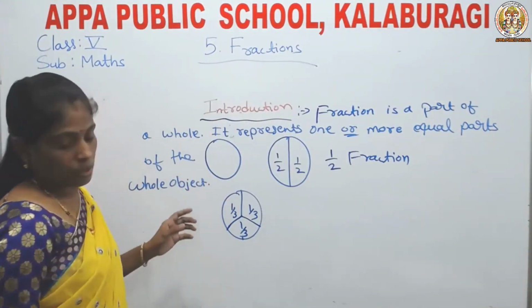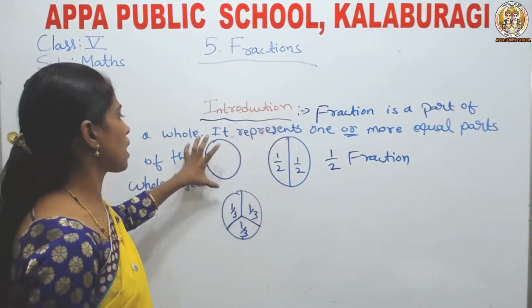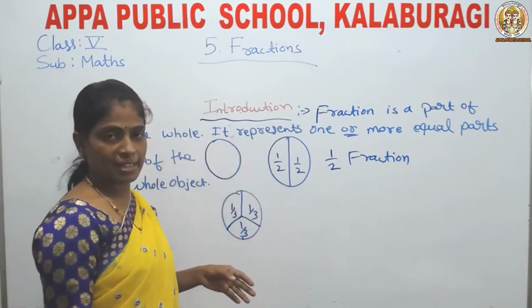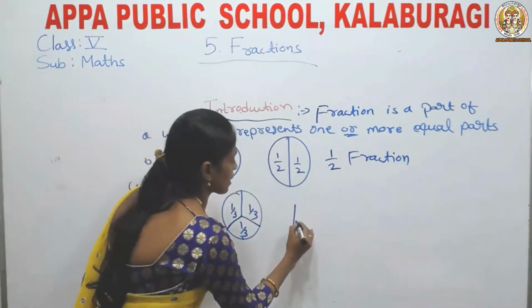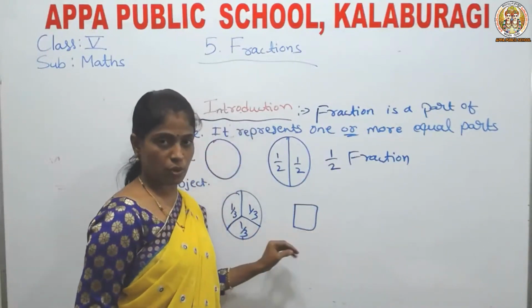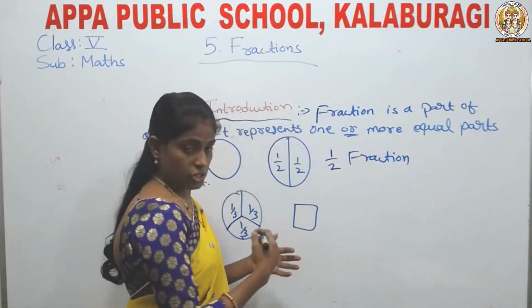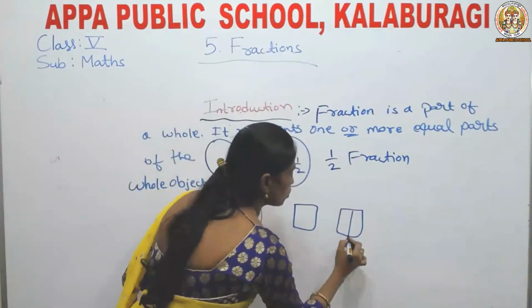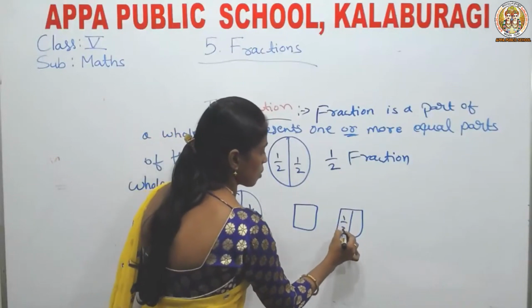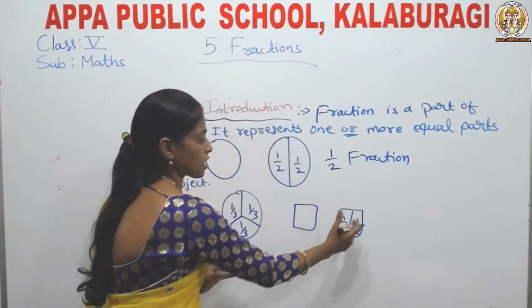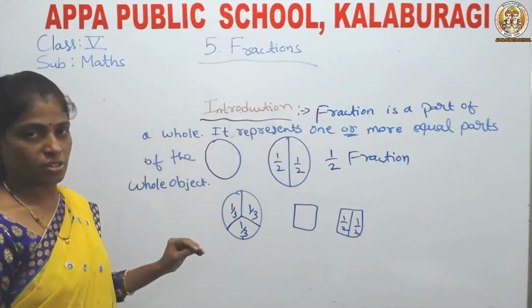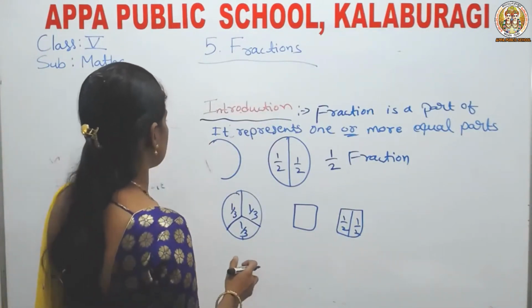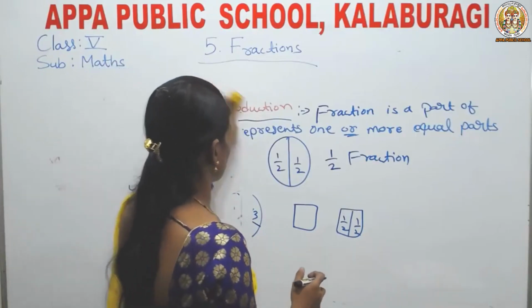See here, a fraction is a part of a whole. Whole means one circle. You can take one example: this is one bread. You can share it with your friend, divided into two parts. This is half and this is also half. This sharing is called fraction.